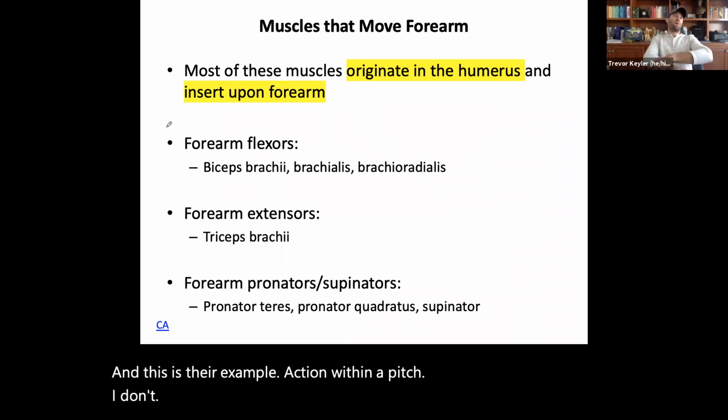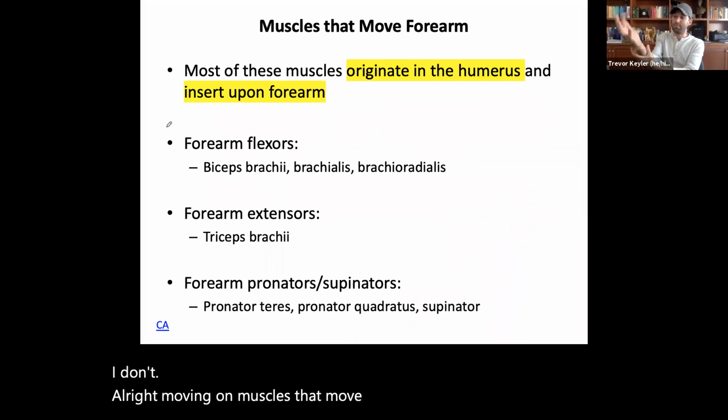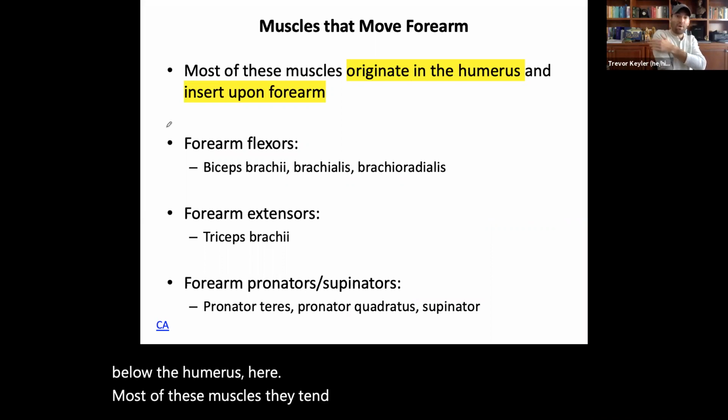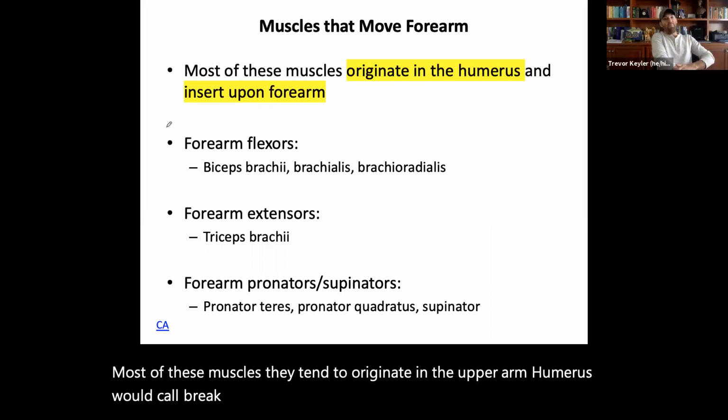All right, moving on to muscles that move the forearm. Okay, so this is everything below the humerus here. Most of these muscles tend to originate in the upper arm, the humerus, we call brachium, and then insert upon the forearm. Okay, and that makes sense.